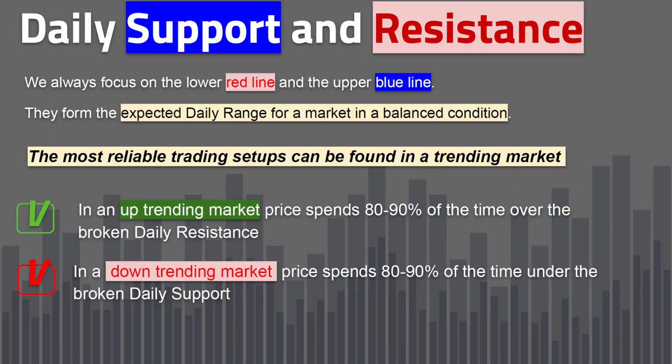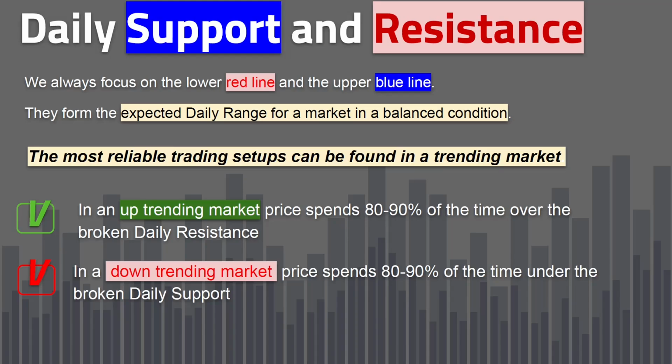So daily support and resistance are the most important two levels that should be closely watched by day traders. Those two levels form the expected daily range for a market in a balanced condition. But the most reliable trading setups can be found in a trending market when price actually gets out of that range.